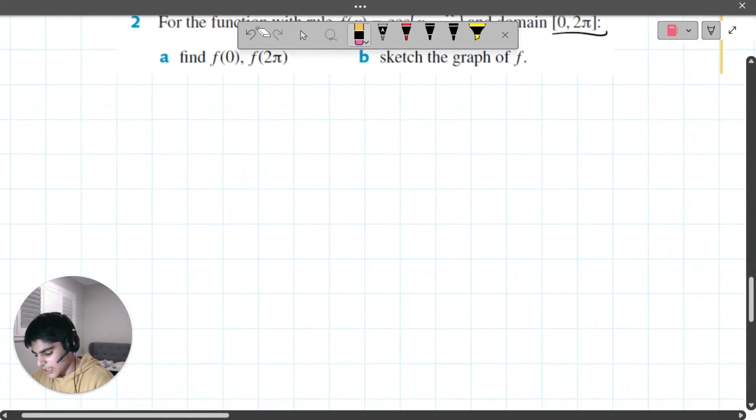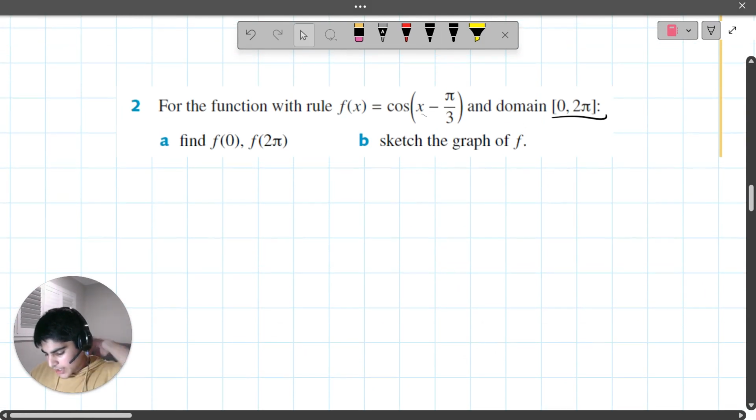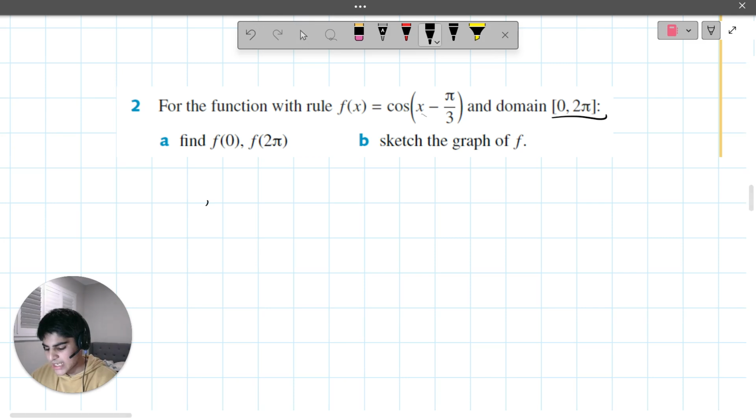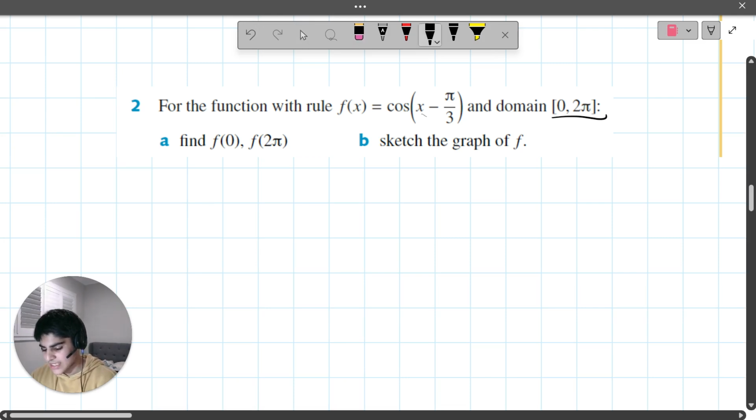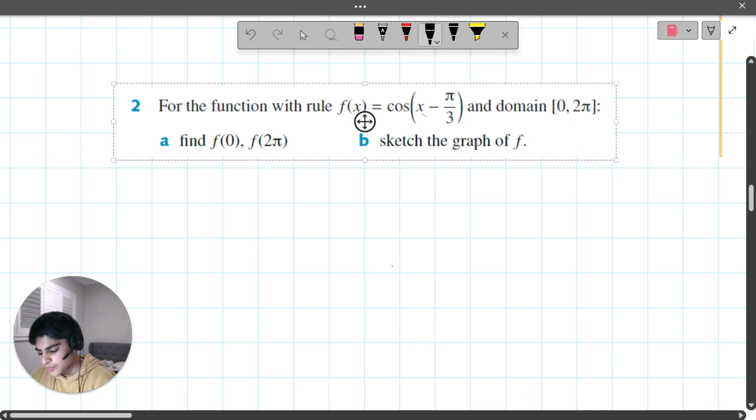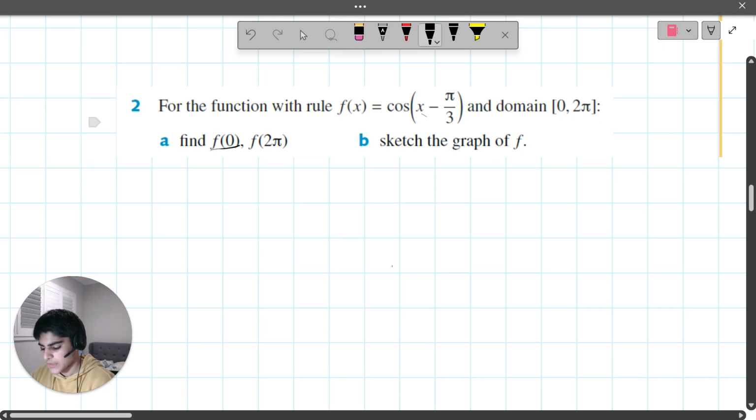First we're going to find f of 0 and f of 2 pi. F of 0 and f of 2 pi represent the first and last points of this function, because we're translating it pi on 3 units to the right. Although the period is still 2 pi, this translation means the actual function doesn't end at 2 pi, it ends beyond 2 pi. But because our domain is 2 pi, we need to find what that value is at both points. Let's get started.